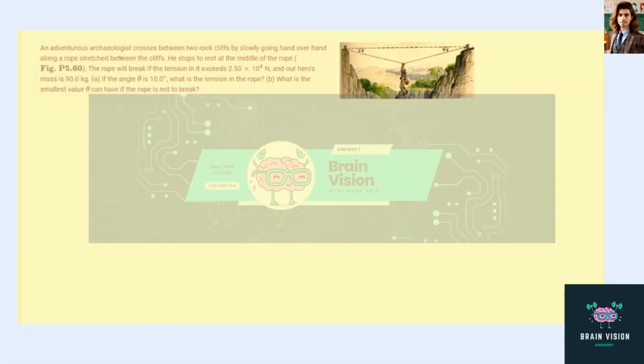An adventurous archaeologist crosses between two rock cliffs by slowly going hand over hand along a rope stretched between two cliffs. So this is the rope, and he's going hand over hand like this. He stops to rest in the middle of the rope. This is the middle of the rope, and the rope will break if the tension exceeds 2.5 times 10 raised to power 4 newtons. And our hero's mass is 90 kg. So this guy weighs 90 kg.